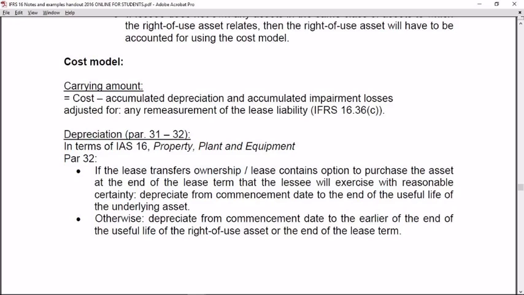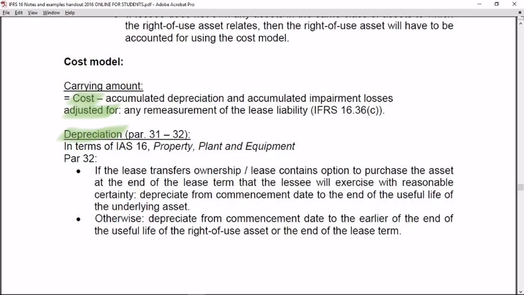Under the cost model, the carrying amount would be calculated as the cost, which is determined in line with the requirements of IFRS 16, less accumulated depreciation and accumulated impairment losses. That carrying amount could possibly have to be adjusted for any remeasurement of the lease liability. That is an IFRS 16 requirement that you'll find in paragraph 36C. We will, however, not address any remeasurements of the lease liability.